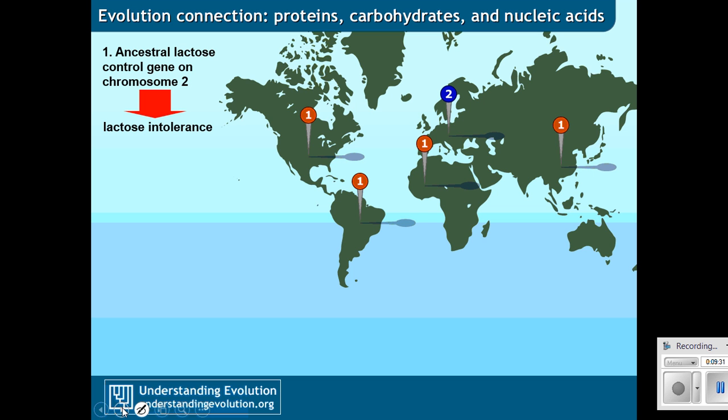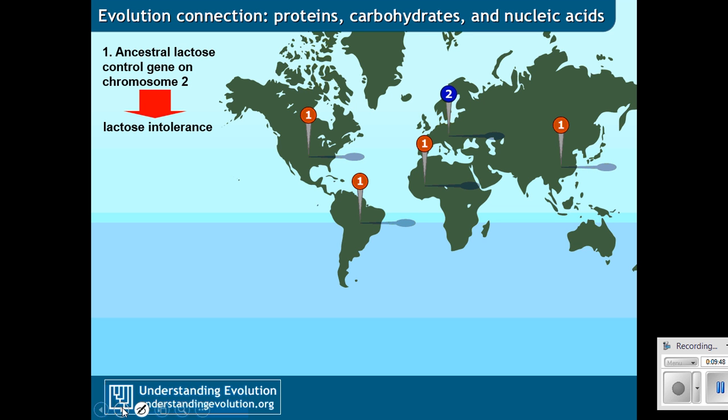So if we look at this next slide here, we see that there are different things across the world that we're looking at. And basically what we're going to talk about is how lactose tolerance, or persistence, came about. And there's a couple different ways. So we're going to look at evolutionary history here.